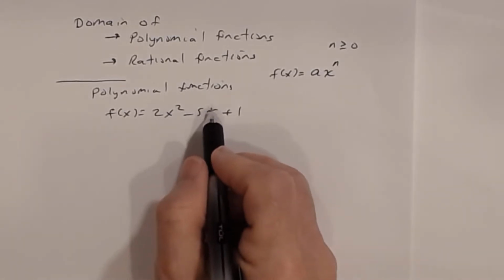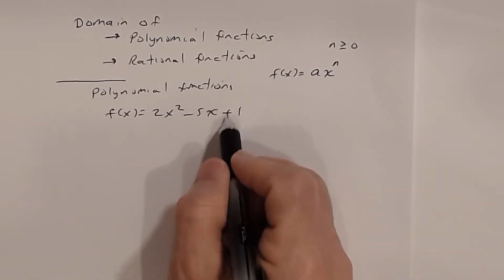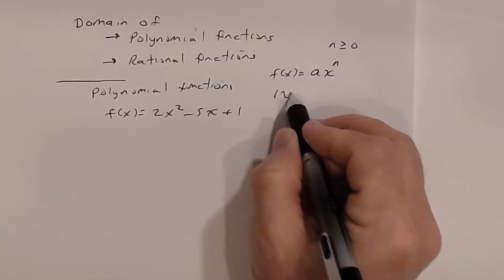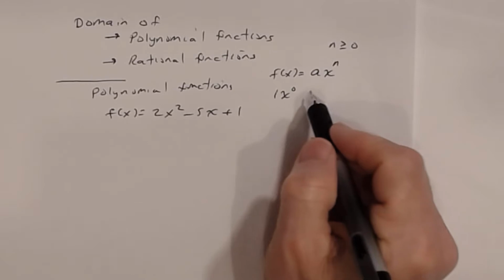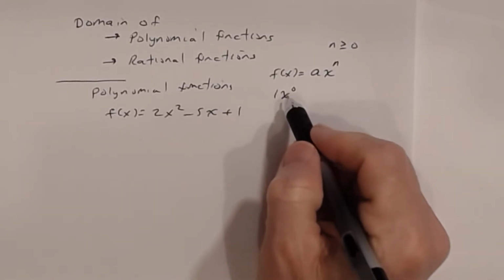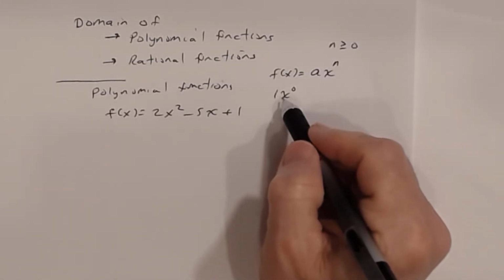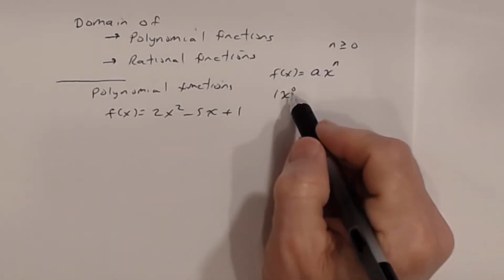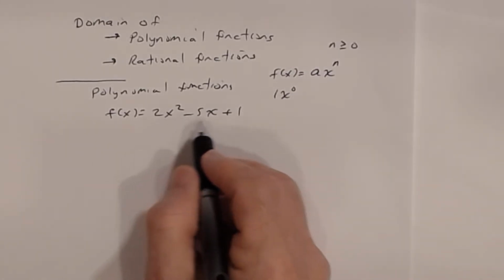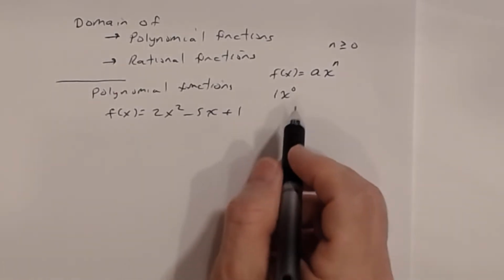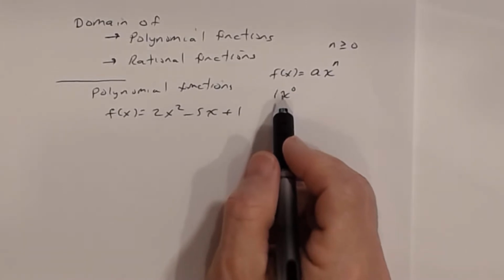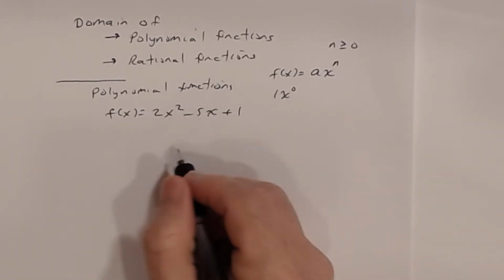So that's 2. This is 1. And notice that the constant can be written as 1 times x to the 0. That's where the n equals 0 comes from. You can write 1 as 1 times x to the 0, because remember, any number raised to the 0 power, except 0, is 1. So x to the 0 is 1, and 1 times 1 is 1. So your constant, written as a variable expression, is, in this case, 1 times x to the 0.